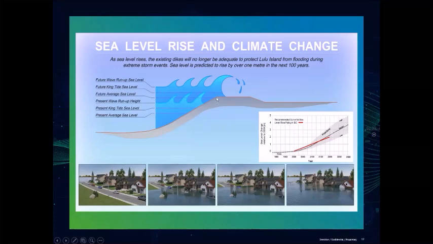So there is one mitigation: maybe we increase the dike gradually with respect to the sea level rise. If you look at the picture right here, this is the present condition, and gradually this area will be inundated in the future if we don't increase the elevation of the dike, or if we don't build any offshore structure to dissipate the wave energy.